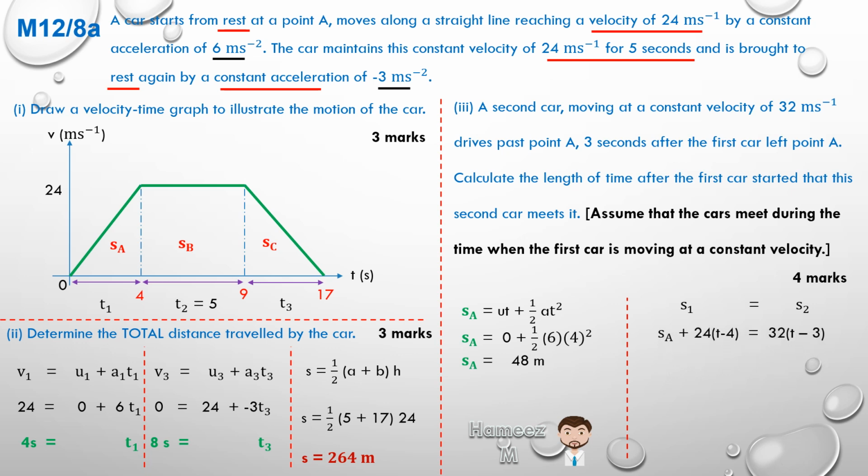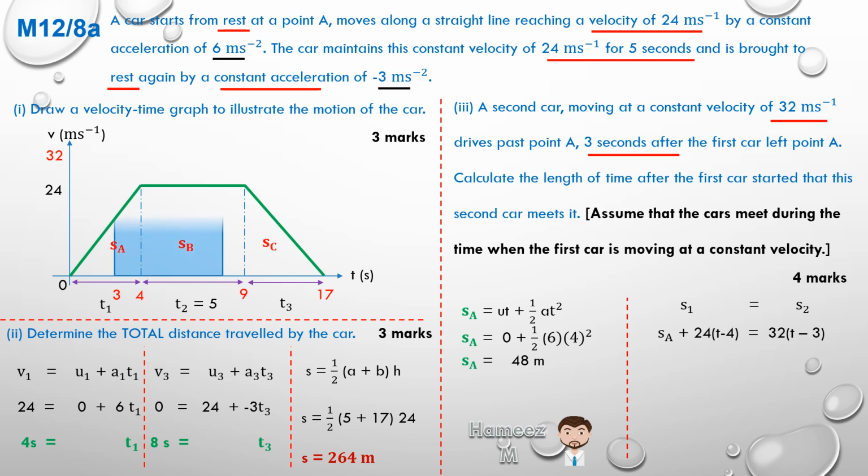The total distance traveled by S1 will be SA, the distance traveled in the first phase, plus a rectangle. And the area of a rectangle is length by breadth, which is 24 times (t minus 4). It's not the total time taken, because 4 seconds was used up in the first phase. And that will be equal to 32 times (t minus 3). And this is because it started 3 seconds later, and that is equal to S2. And S2 is the distance traveled by the second car.